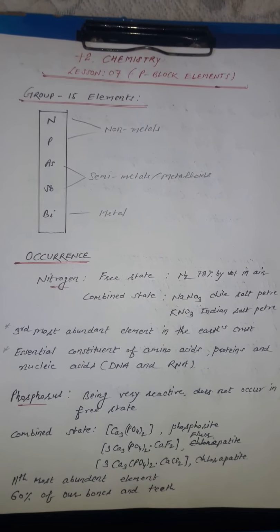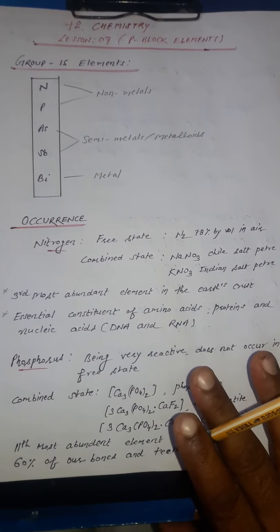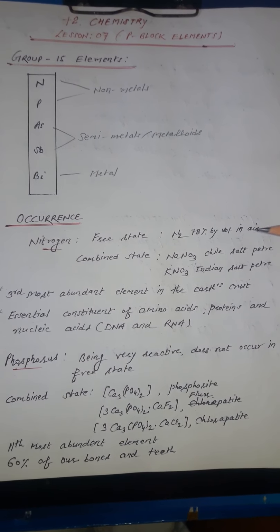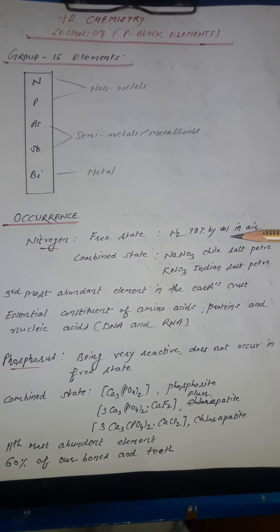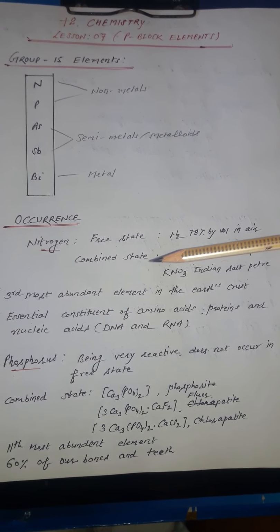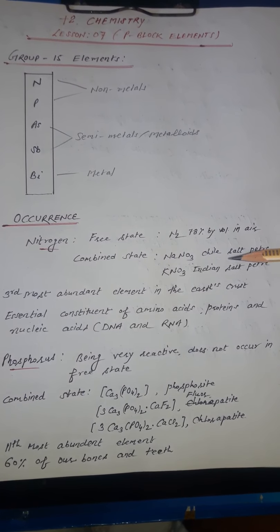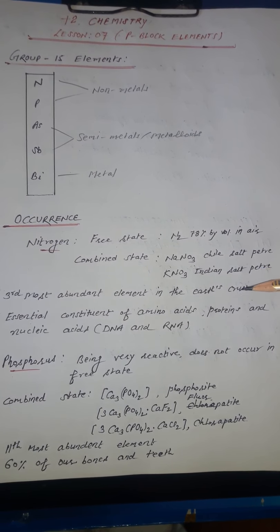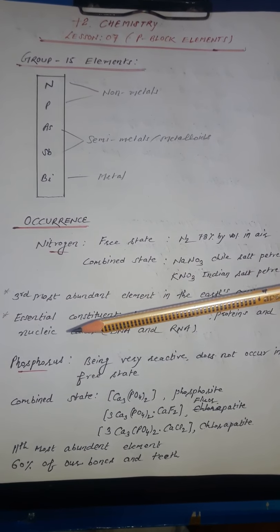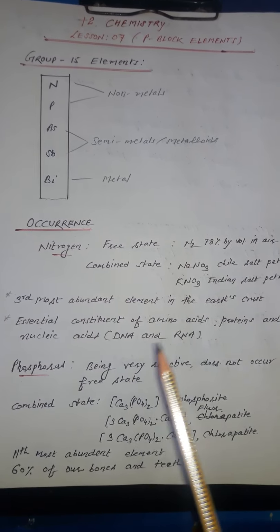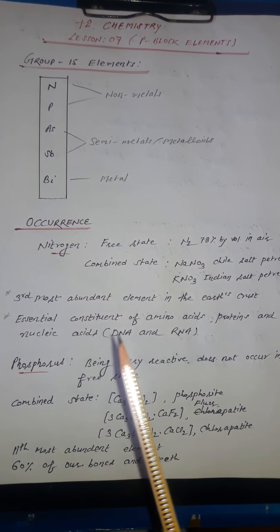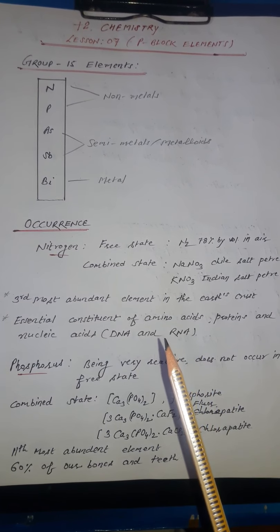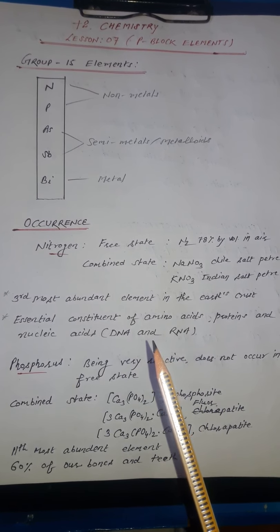Next is occurrence. Nitrogen occurs in both states, free as well as combined. In the free state, nitrogen gas is present at 78% by volume in air, and in the combined state these are two important compounds: sodium nitrate, potassium nitrate, Chile saltpeter and Indian saltpeter. Nitrogen is also the third most abundant element in the earth's crust, an essential constituent of amino acids, proteins and nucleic acids, DNA and RNA, which are important parts of our body.